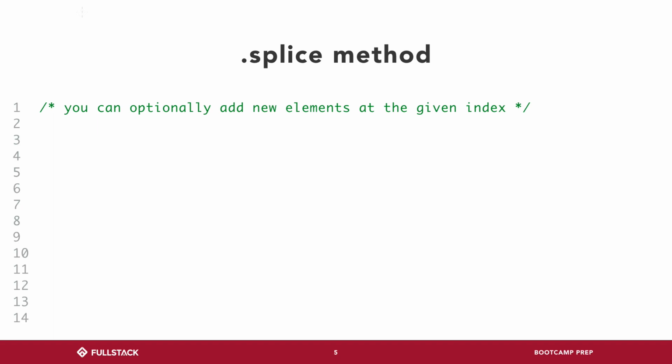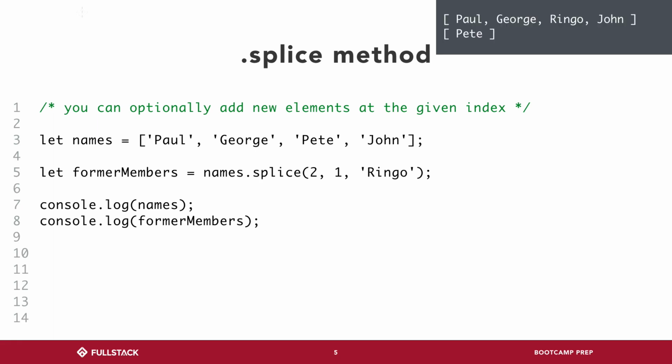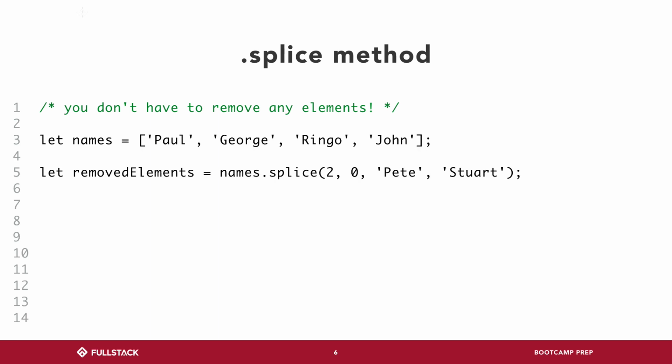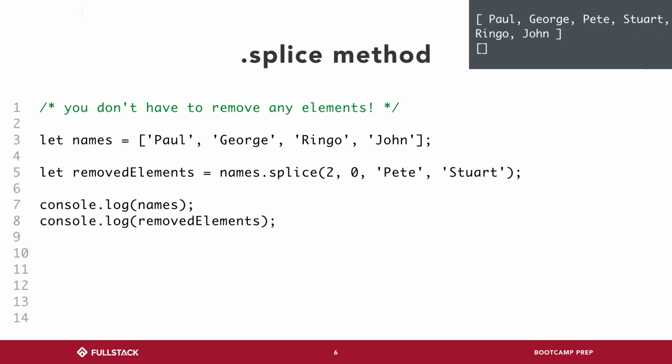All right. We did go through this one. I skipped. There it is. Okay. So you don't have to remove any elements. For this one, they're starting at the second index. They're telling it, don't remove anything, just add these after the second. So it'll always go after. That would look like Paul, George, Pete, Stuart, Ringo, and John. And as I mentioned, if you don't remove anything, it still returns an array, always. It's just empty.